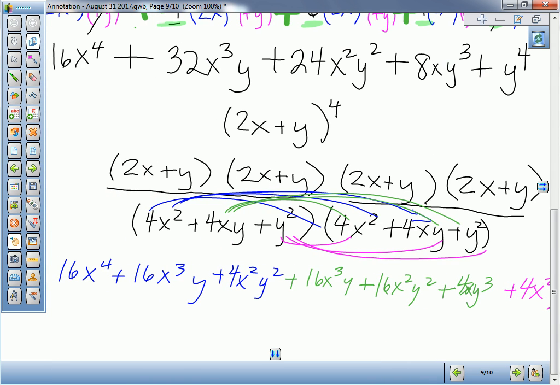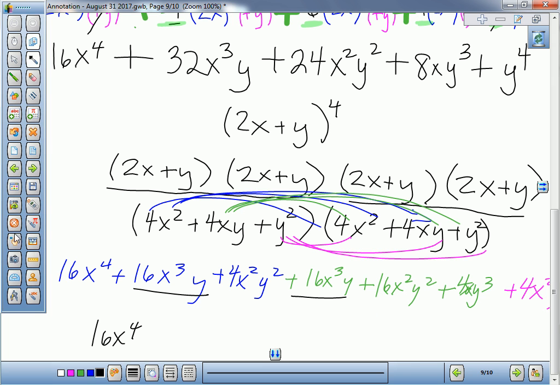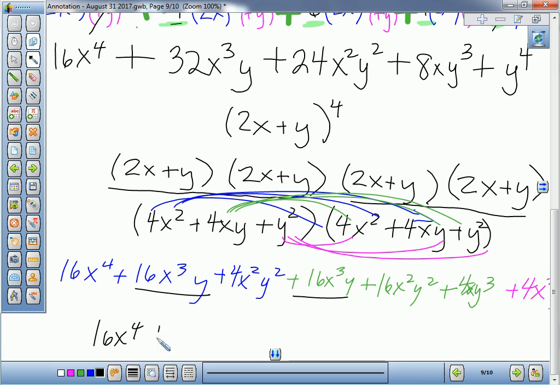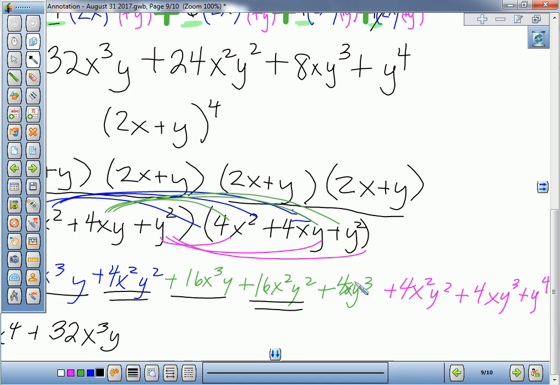Okay, so the first one doesn't have any friends, so it doesn't get added to anything. It just stands alone. Then here we have that. There's another one. Let's see if we see any more in this line. An x cubed y. Nope, there's no more x cubed y, so I put those two together. So that's 32x cubed y. And then I'll keep going down the line. Here is an x squared y squared, an x squared y squared. Let's see if there's any more. Oh, there's another one, 4x squared y squared. So 4 plus 4 plus 16 is 24.